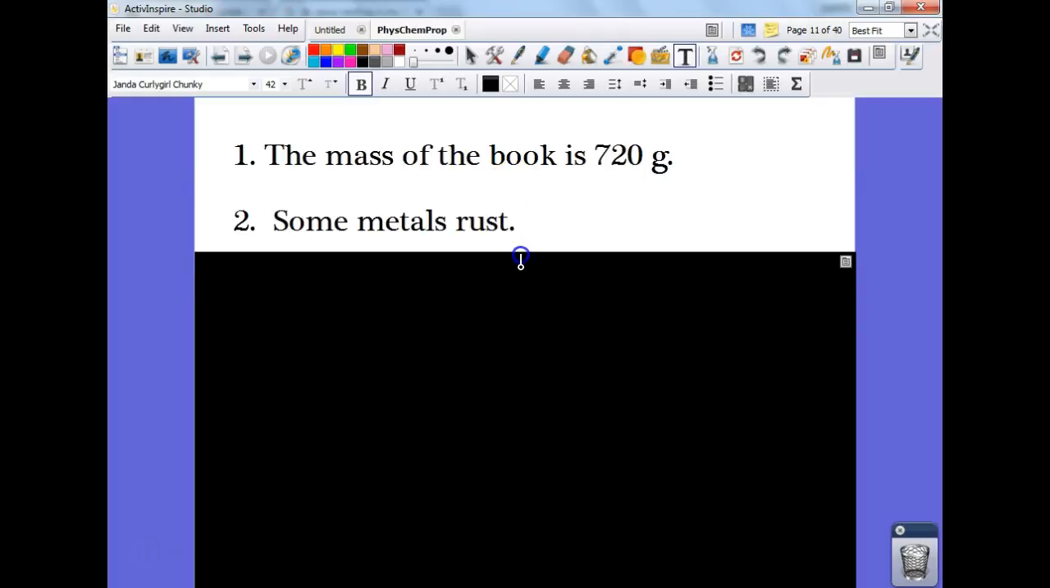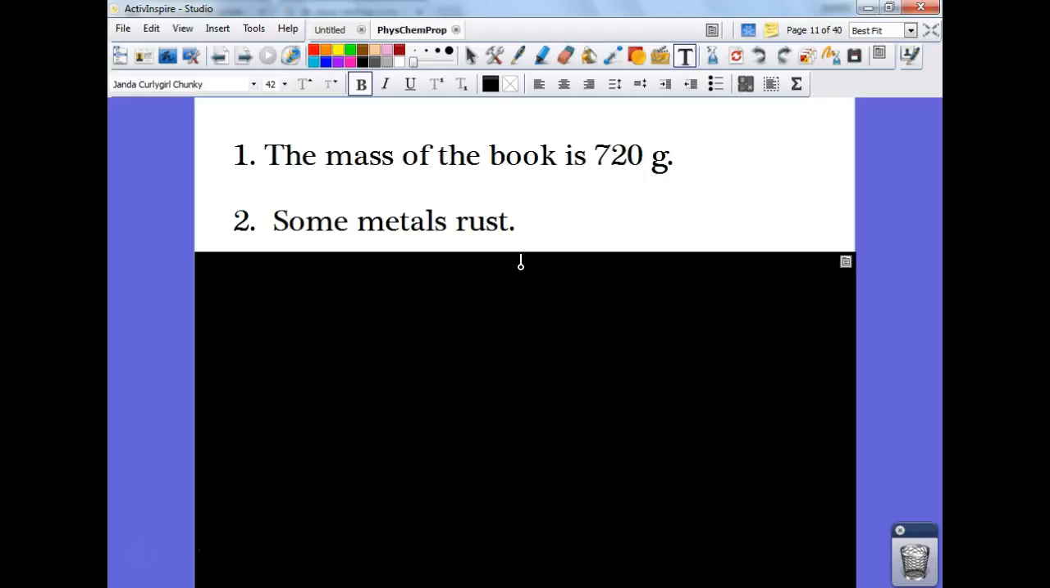Use your trick. Some metals rust. Is that physical or chemical? Think about our list. If the metal rusts, does it change the metal?